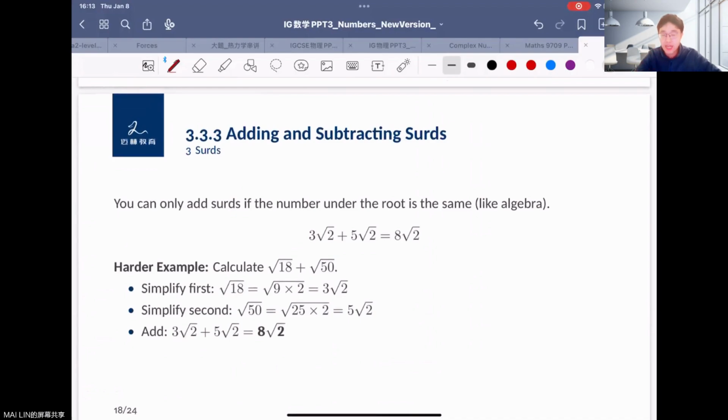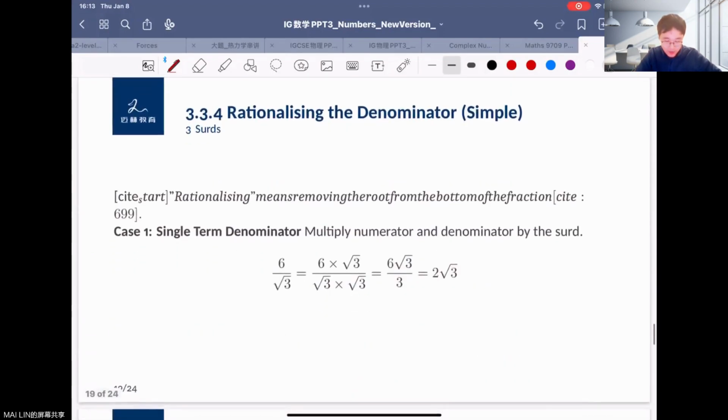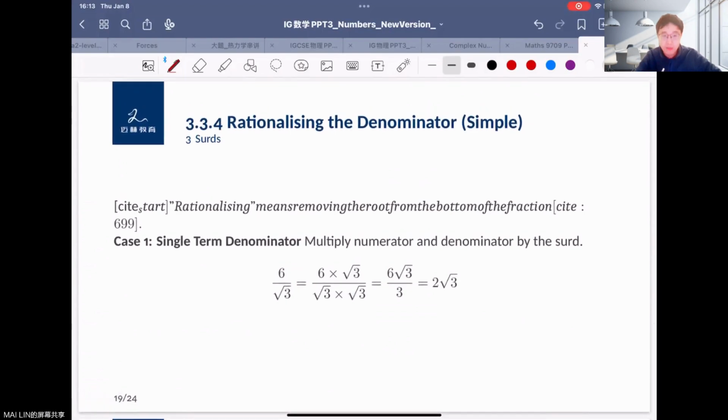Like here we have 3 times square root 2 plus 5 times square root 2. And the total value is 8 times square root 2. We're just adding the two numbers before square root 2. We have 3 square root 2 and 5 square root 2, we can add them together. The total is 8 square root 2, okay? Also very easy. But here is a little bit more difficult: rationalizing the denominator.